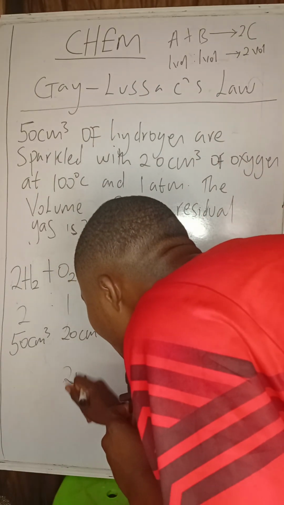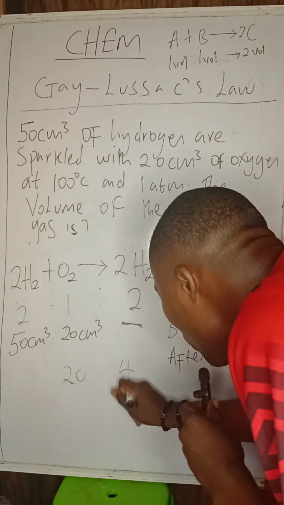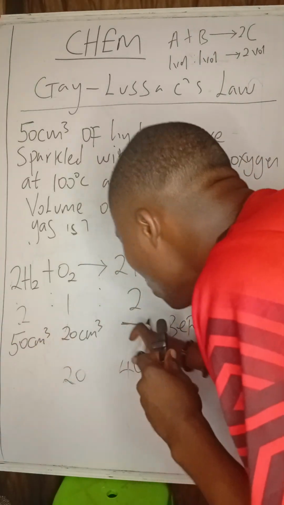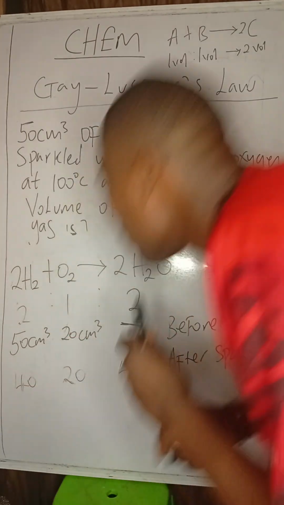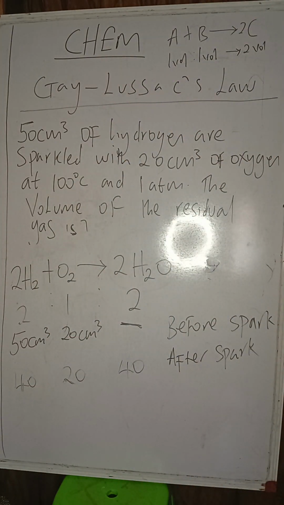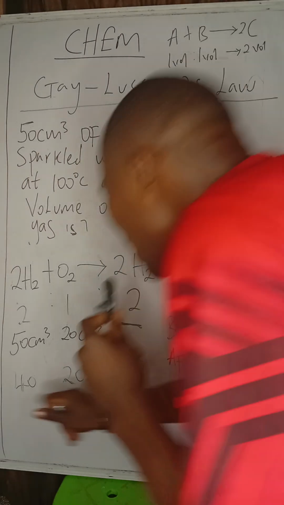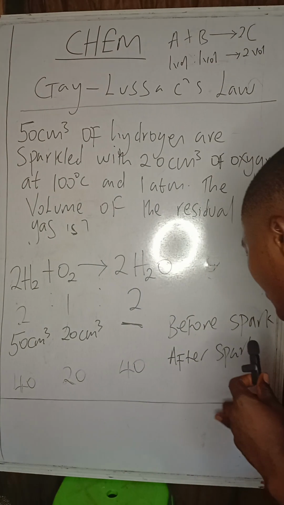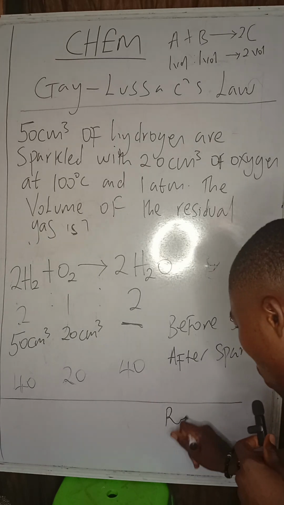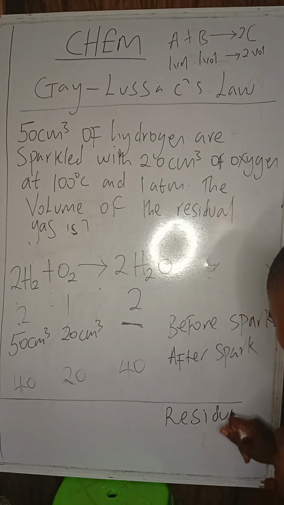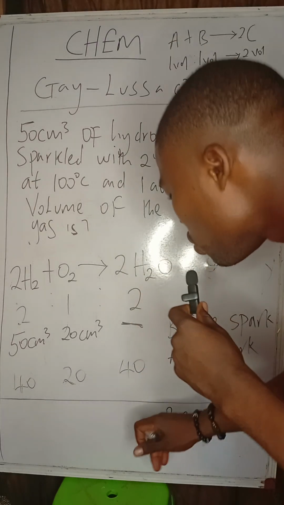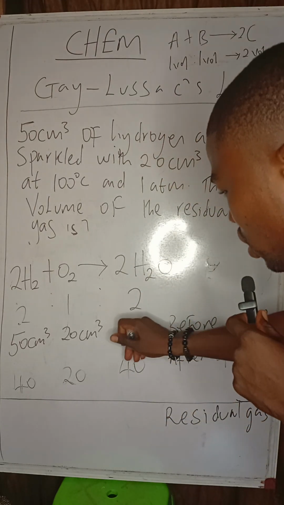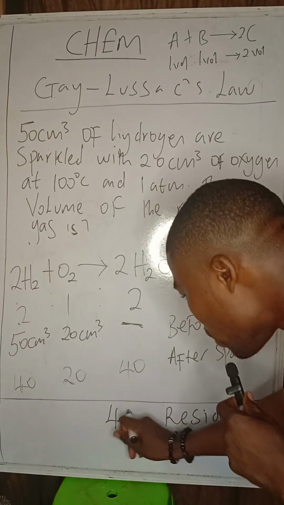It therefore means that 20 will give me 40, because it's a 1 to 2 ratio, and for 20 we require 40. So at the end of the day, we're going to draw a line. I will call it remaining or residual gas. So after the reaction, what are the gases that are left? If you subtract 40 minus nothing, this is more like 0. 40 of water was formed.